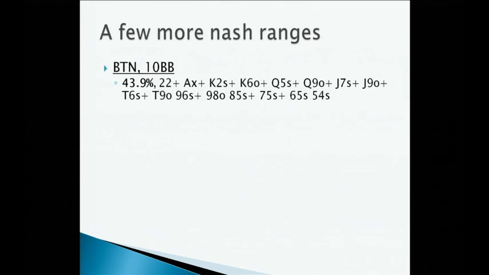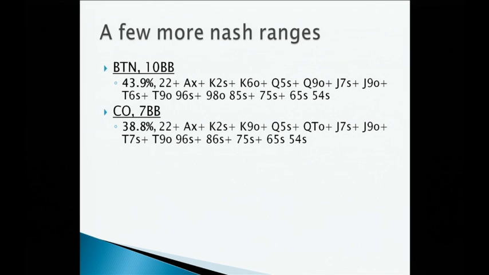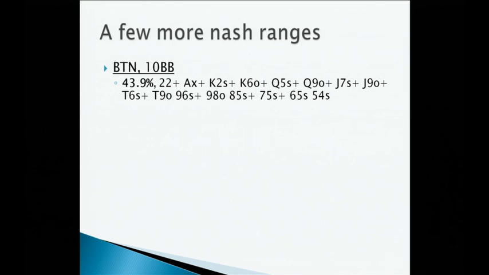So let me just show you a few more, just to give you a rough idea. This is where the memorization and interpolation comes in, because if you have a few baselines to go off of, you can use rules that theoretically make sense to extrapolate. So here's button, 10 big blinds: 43.9%, and this is roughly the hands.